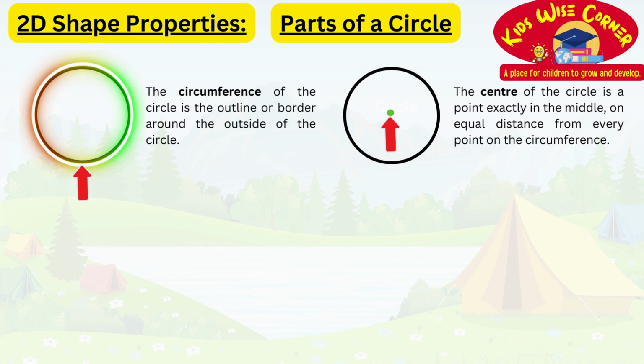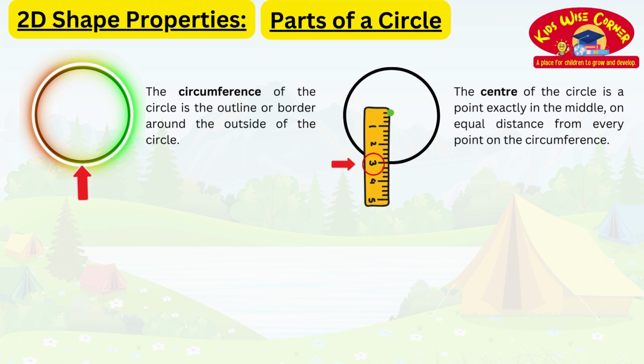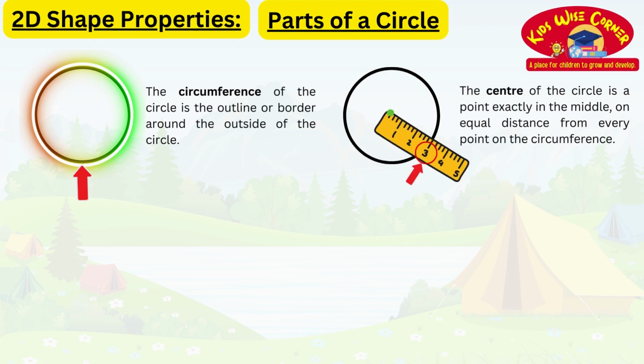The next part of the circle is the center of the circle. It is illustrated with the small green dot in the middle. It's a special point because it's exactly the same distance from every point on the circumference. This means that if you use a ruler and measure from the center to any side of the circumference, the measurement will be the same. We measured the one side of the center to the circumference. It measures 3 centimeters. If we measure the next side, it's also 3 centimeters.